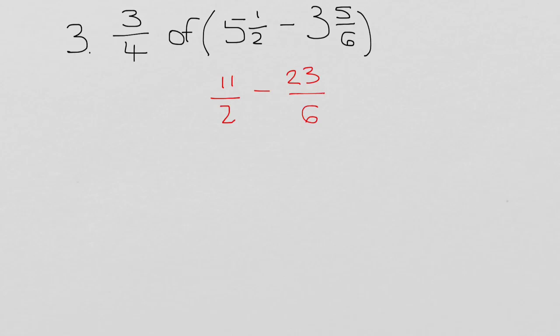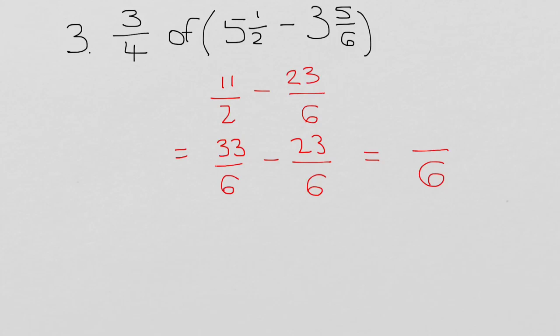You then want to make sure the denominators are the same. So we can take this 2 and turn it into 6. In order to do that, we need to multiply by 3. 2 times 3 is 6. Whatever we do to the bottom, we have to do to the top. You can then do a simple subtraction sum. You will get something over 6.